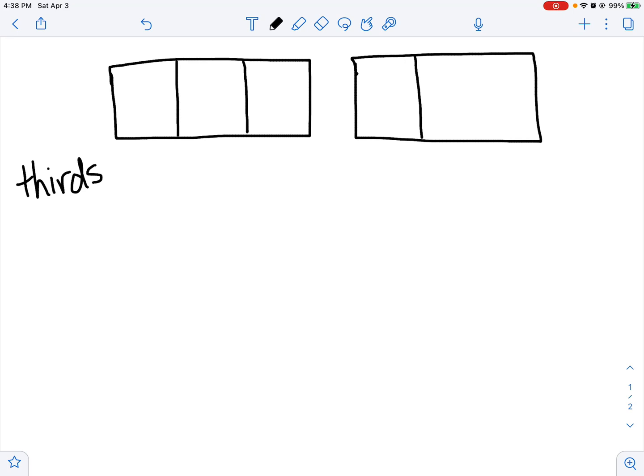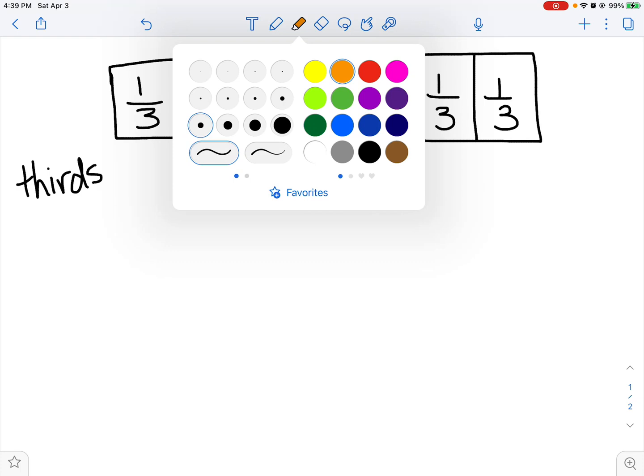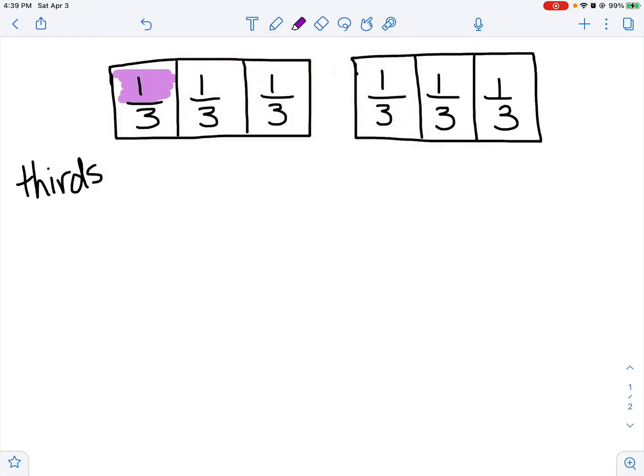Not both of them into a total of 3 parts, but each candy bar gets broken into 3 parts because we're talking about thirds. So I can label each one of my parts as 1/3, 1/3, 1/3, 1/3, 1/3, and 1/3. Now let's say I decided to eat this much of my candy bar. What fraction of my candy bars have I eaten?